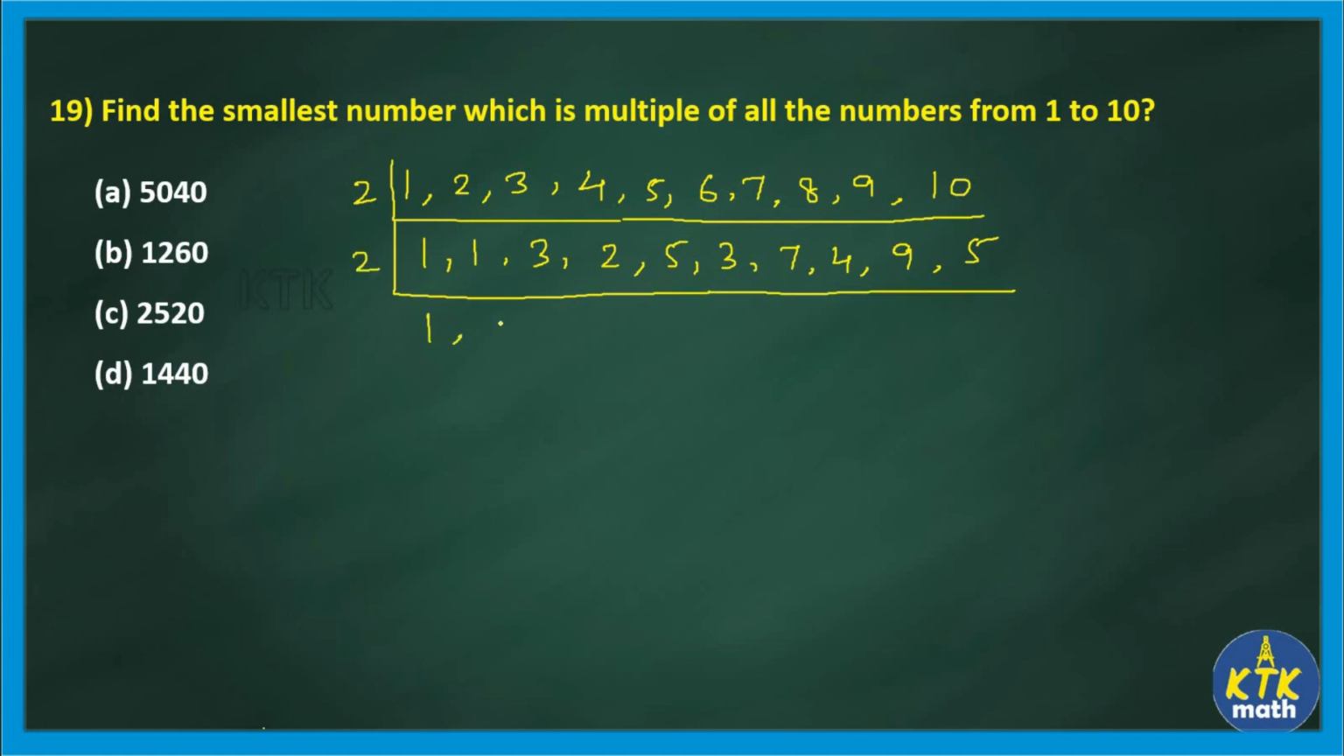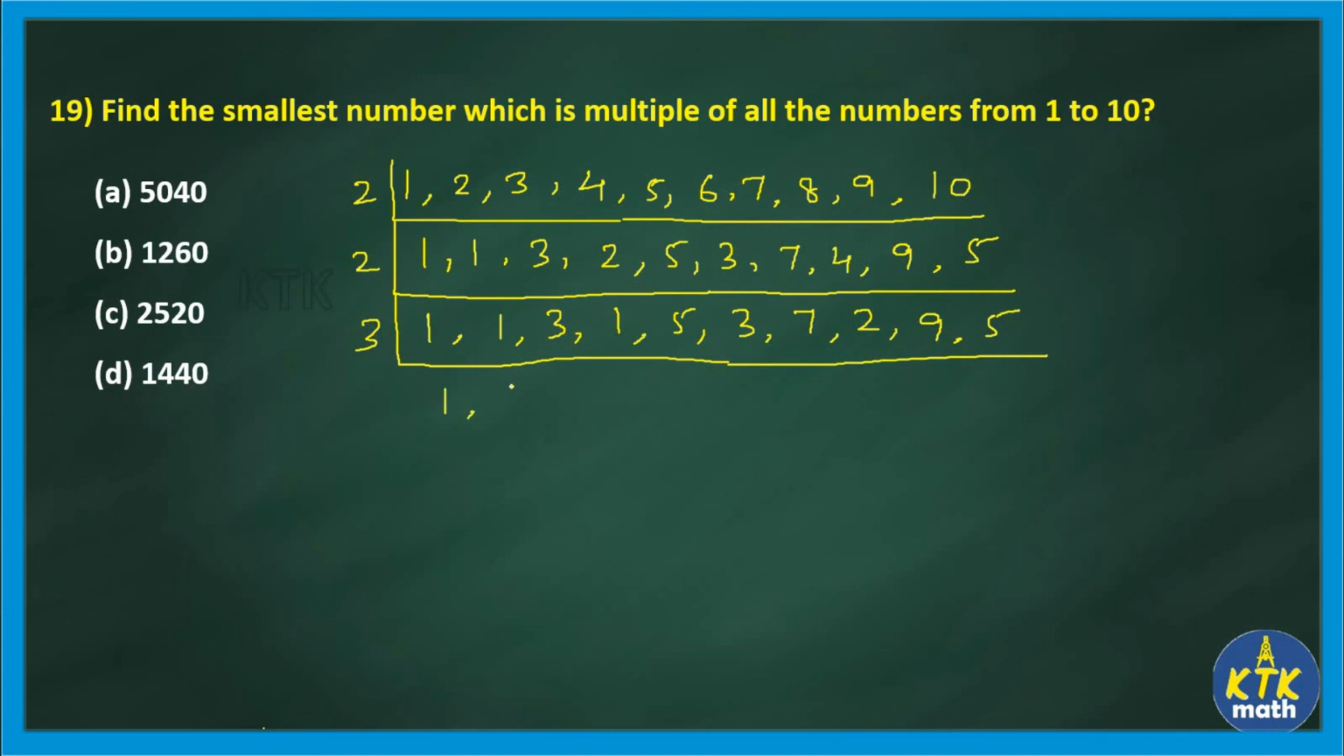So 1 1 3 1 5 3 7, here you have 2 and 9 and you have 5. So you can see there are 2 3s and 1 9, right? So 2 3s and 1 9, so I can take 3 now. The order is your choice, either you can start with 1, whatever order I'm writing, that order is your choice, you can do it in any order.